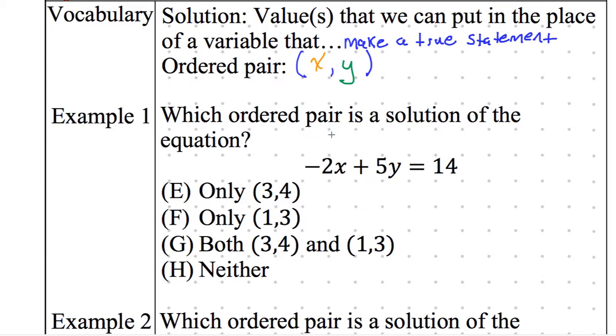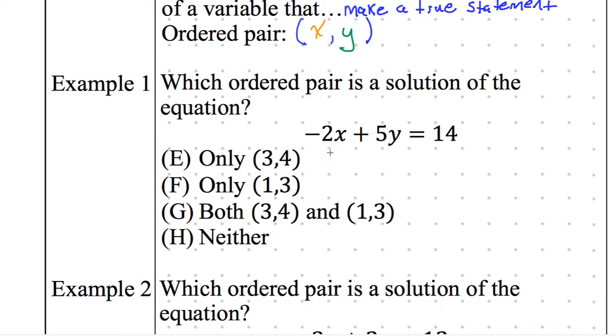Alright, so let's go to example 1. Which ordered pair is a solution of the equation? So we have our equation right here, and we basically have to plug in each of these. I have to plug in 3, 4, I have to plug in 1, 3, and see if it makes a true statement. So you can pause the video now if you want to try this on your own, but if you are unsure, go ahead and stick around. I'll be doing the first one with you.